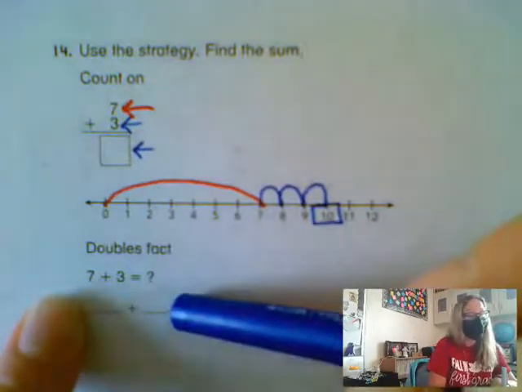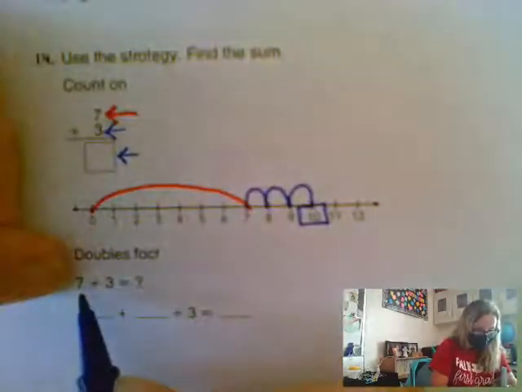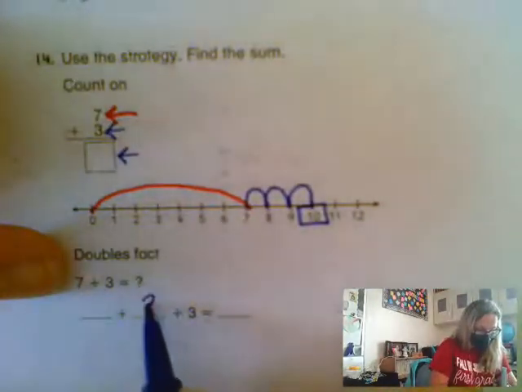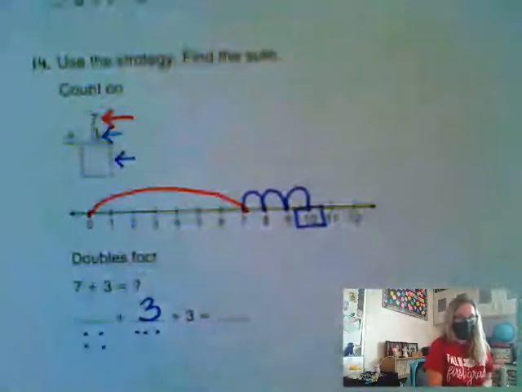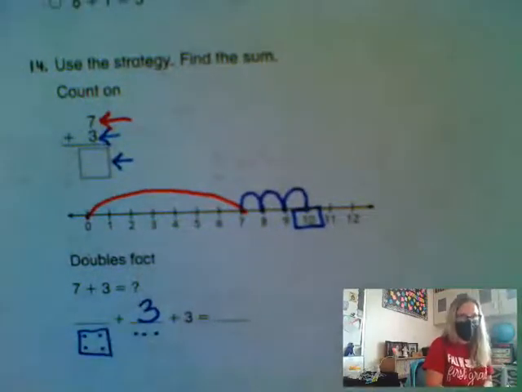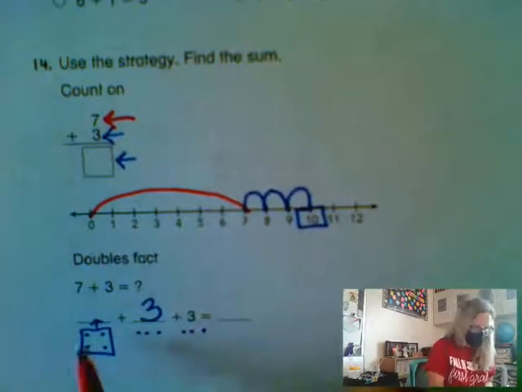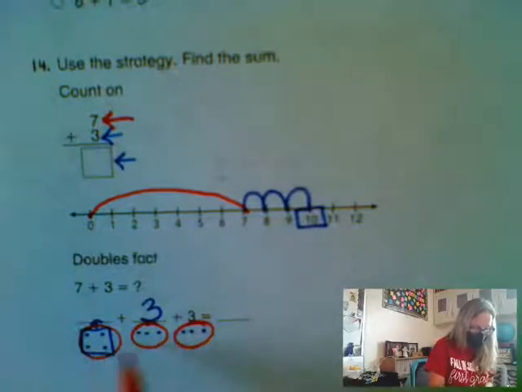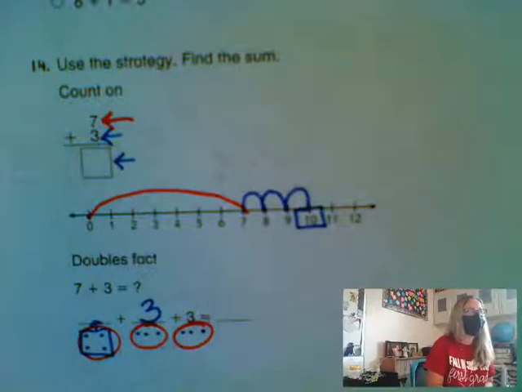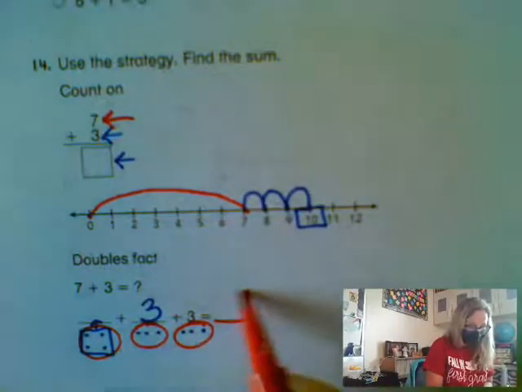And then down here, they want you to say, if I broke up my 7 into 3 and some other number, so 1, 2, 3, 4, 5, 6, 7, what number... Here's your hint. What number would go here? And then you're going to add up this total. So you'll count these ones, and these ones. This number plus this number plus this number. How many is that all together? And when you know, don't shout it out. Write it on the line.